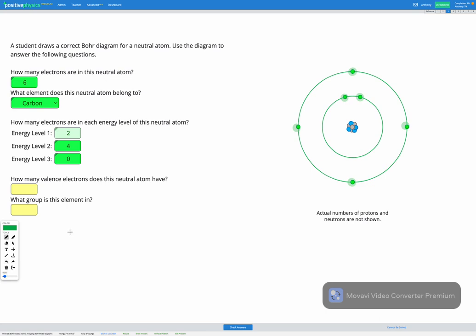The next question asks, how many valence electrons does this neutral atom have? So valence means outer energy level.